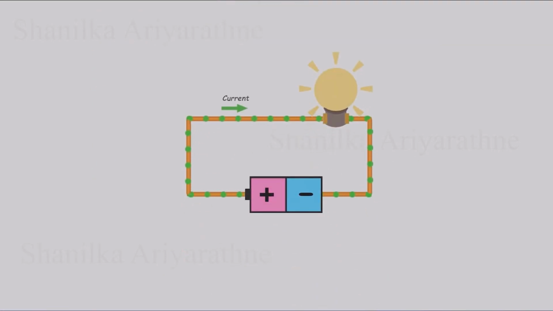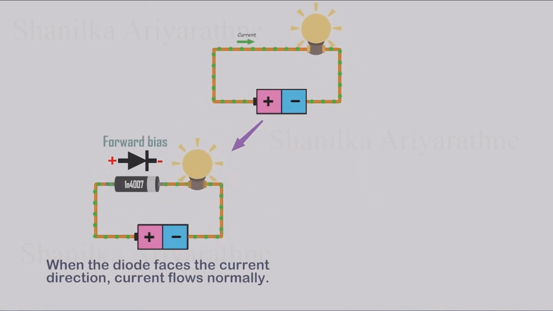Let's look at a simple circuit. We know that conventional current always flows from positive to negative. If we place a diode in the circuit so that its arrowhead points in the same direction as the current, nothing really changes. When we turn on the switch, the bulb lights up normally. Current flows just like before. This condition is called forward bias.